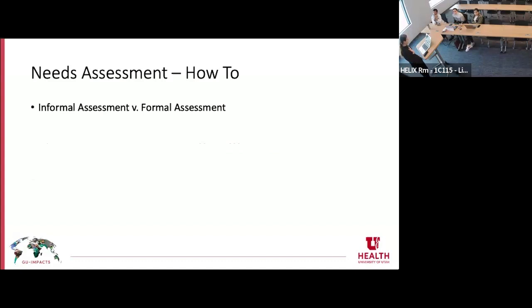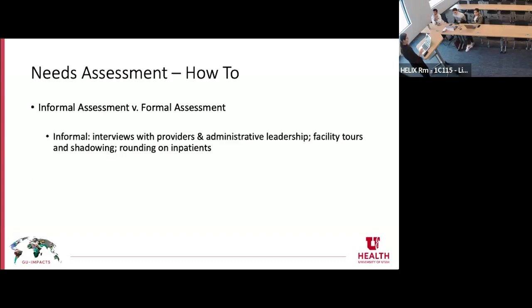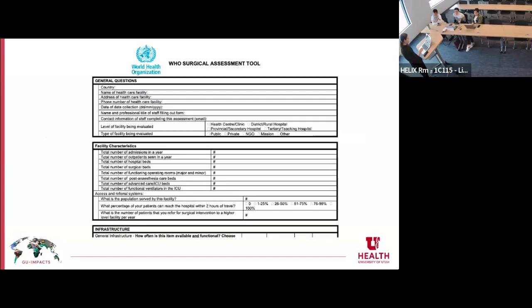So when I'm thinking about needs assessments now, I structure them in my head as what I'm referring to as an informal needs assessment versus a more formal one. An informal one for me is just being there, talking to people, getting around, interviewing providers, administrative leadership, setting up meetings, maybe going on tours, shadowing, rounding on inpatients, getting a sense of how things work. And then in my mind, a more formal needs assessment is everything I described as the informal part, but also using some form of tool to standardize your assessment and actually collect data so you can go back and look at it and present it.